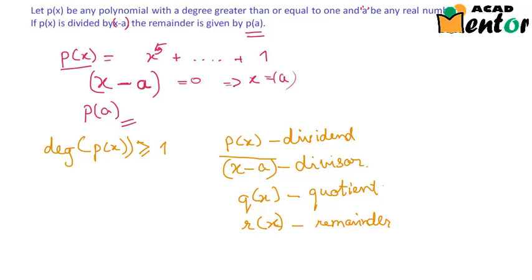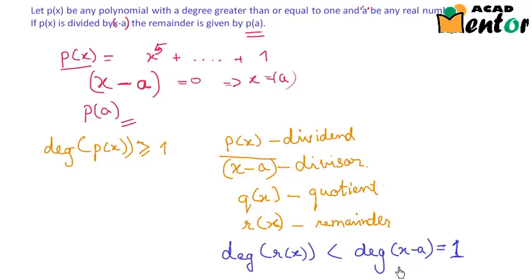Now haven't we studied that the degree of the remainder r of x has to be less than the degree of the divisor? Now what is the divisor here? It's x minus a. So the degree of the remainder r of x should be less than the degree of the divisor, which is x minus a. Now here x minus a is just a linear expression, isn't it? It's a linear polynomial. So the degree of x minus a is equal to 1.